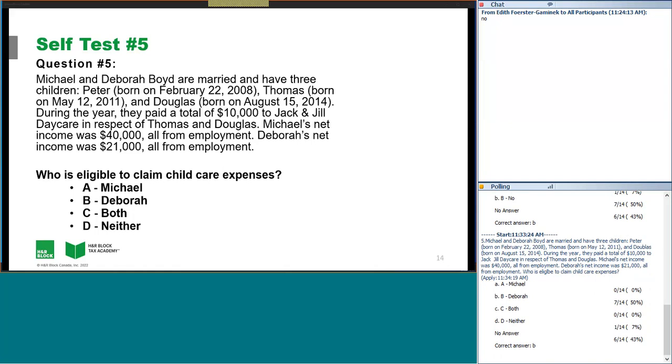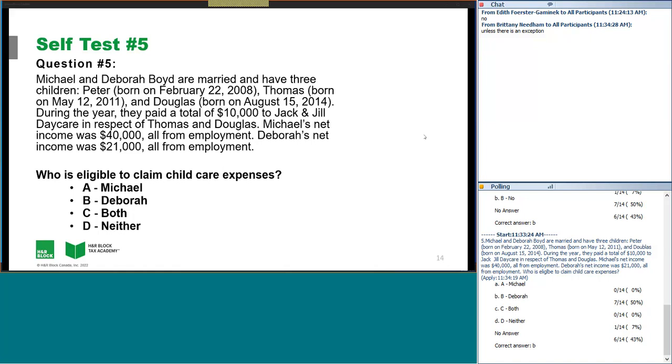Everybody pretty much said Deborah, and you are correct. They have children. They have child care that they have paid for to an eligible person. It is to a daycare. They have receipts. They have income from employment. So in this case, Deborah can claim the child care. And Brittany, you pointed out unless there's an exception. Good. That was going to be my next question.